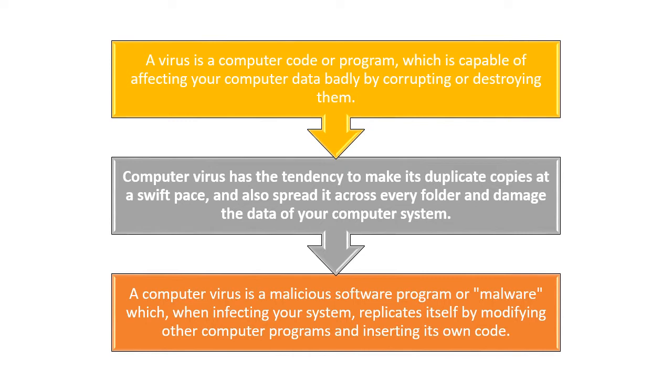A computer virus has the tendency to make duplicate copies of itself at a swift pace, and also spread across every folder and damage the data of your computer system. A computer virus is a malicious software program or malware which, when infecting your system, replicates itself by modifying other computer programs and inserting its own code.